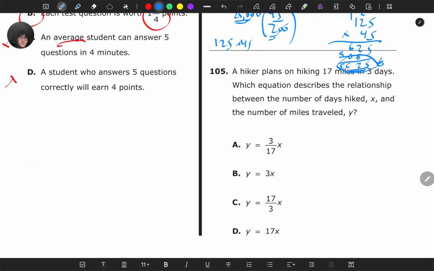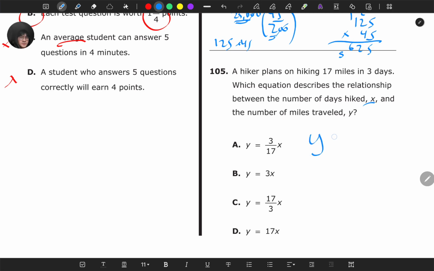Okay, there's more proportions here. So a hiker plans on hiking 17 miles in 3 days. Which equation describes the relationship between the number of days hiked x and the number of miles traveled y? Well, okay. So they're saying the number of miles traveled is y.